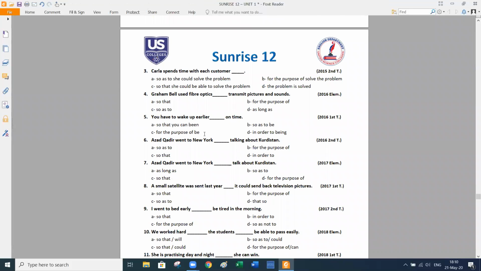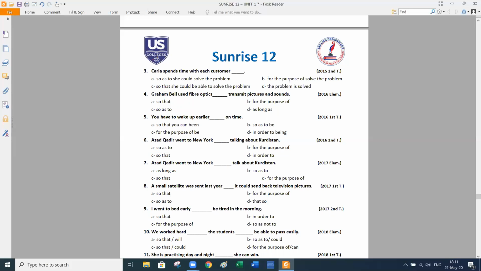Okay. Carla spends time with each customer so as to she could solve the problem. So that she could solve the problem would be possible, but so as to is wrong. For the purpose of solve is wrong. After for the purpose of, we need ing form. For the purpose of solving the problem, verb ing would be possible.